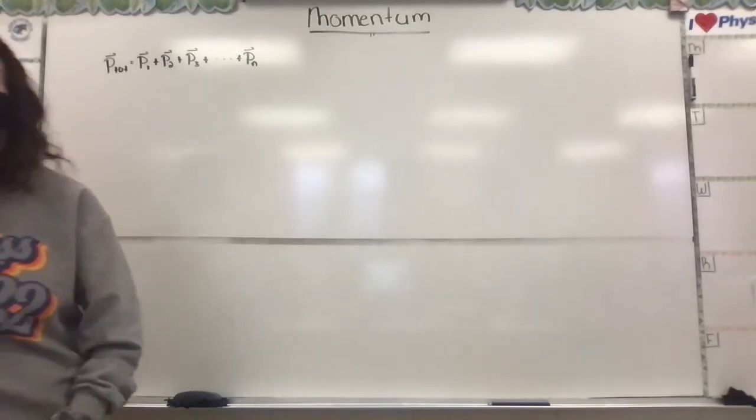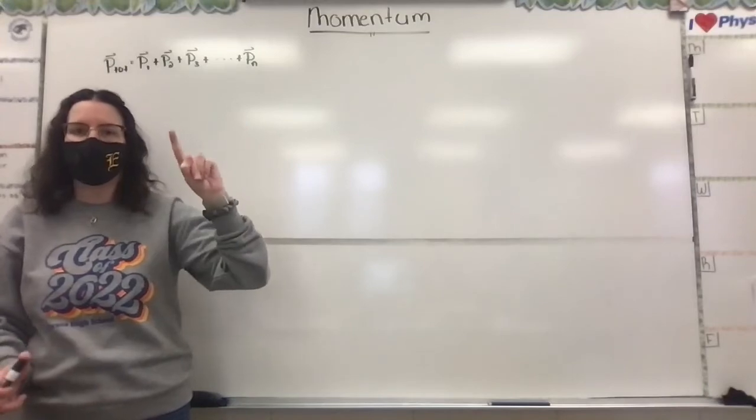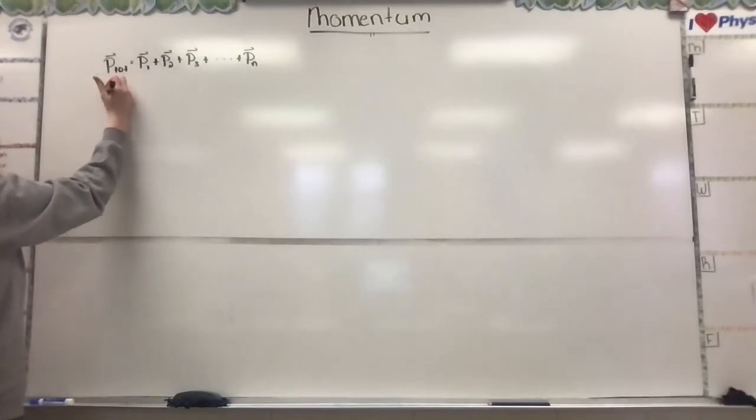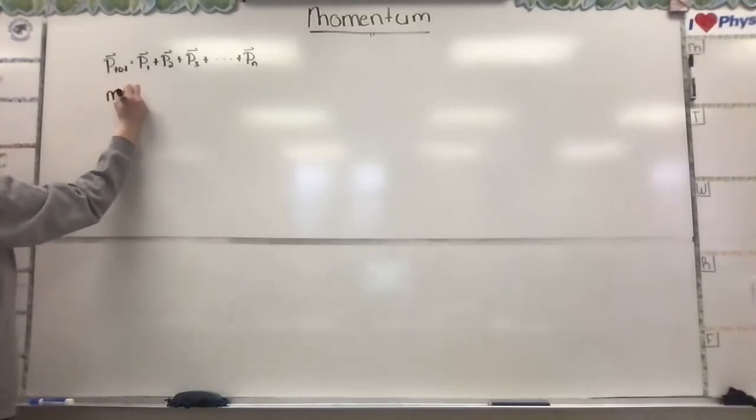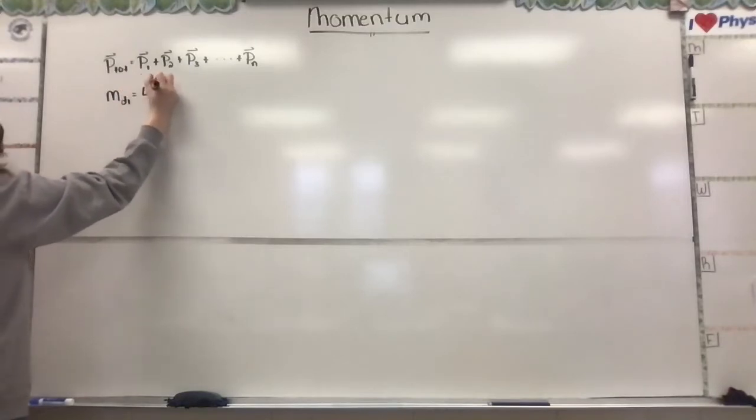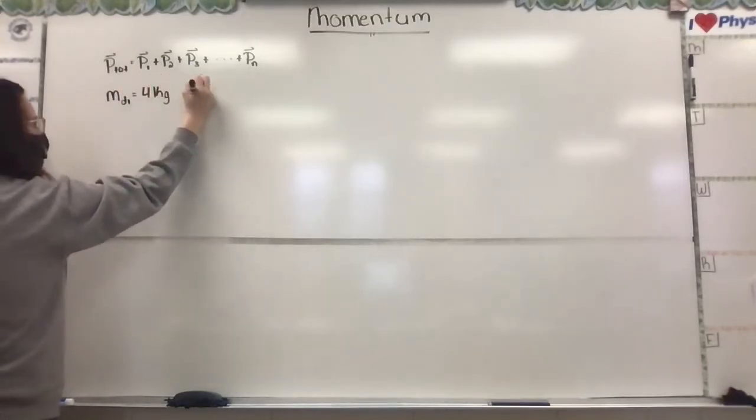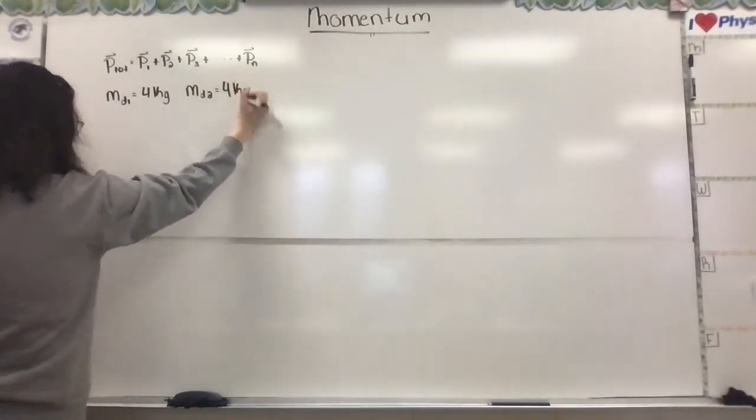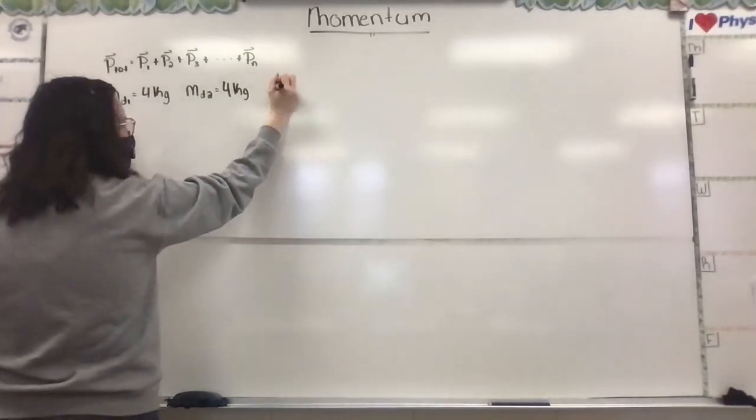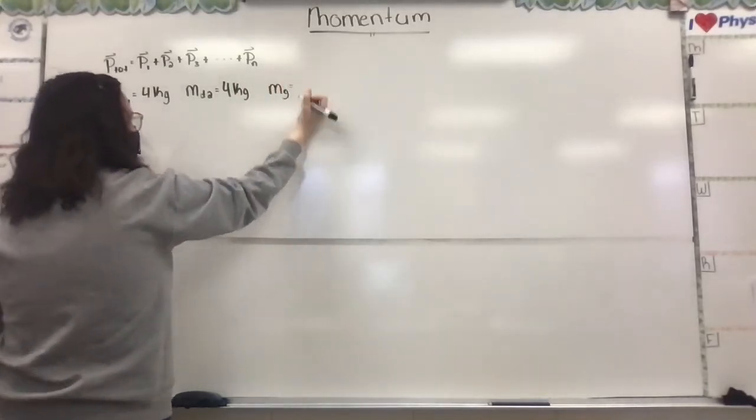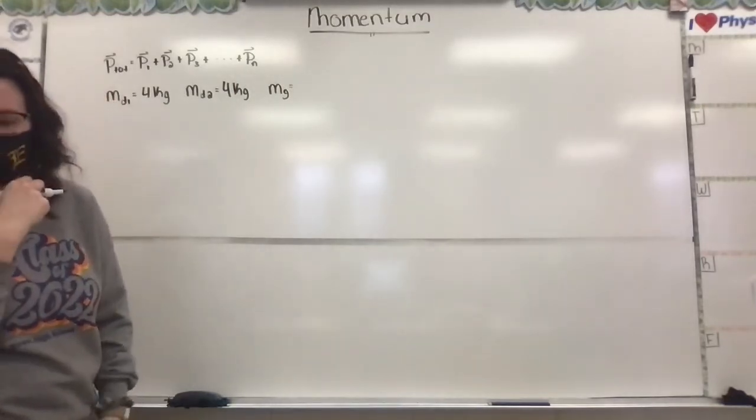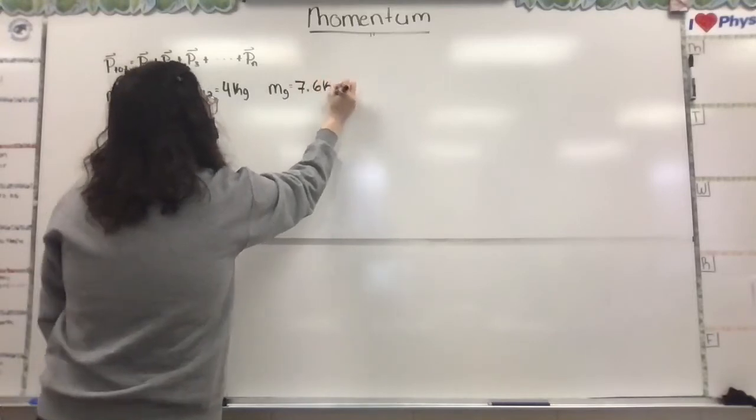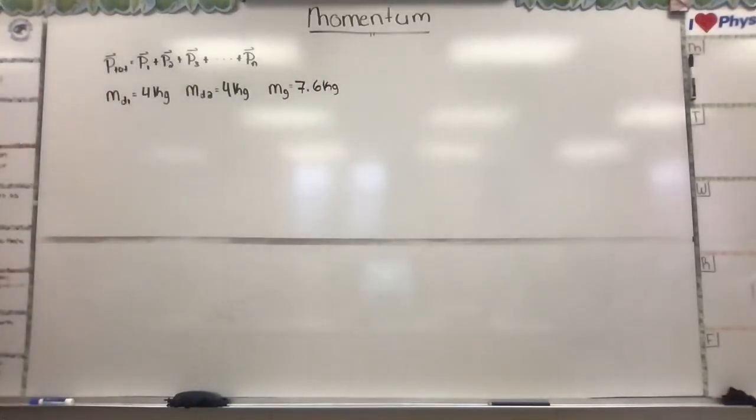All right, so we've got 2 ducks and a goose, okay? The 2 ducks each have a mass of 4 kilograms. So the mass of duck 1 is 4 kilograms, and the mass of duck 2 is 4 kilograms. Do you think that the goose weighs more or less than the ducks? More, okay? The goose is, I think, 7.6. The goose has a mass of 7.6 kilograms. Okay, so that's everybody's mass.